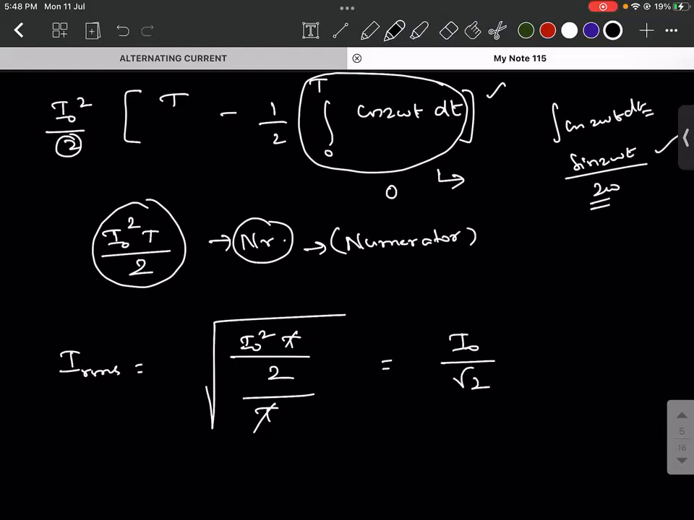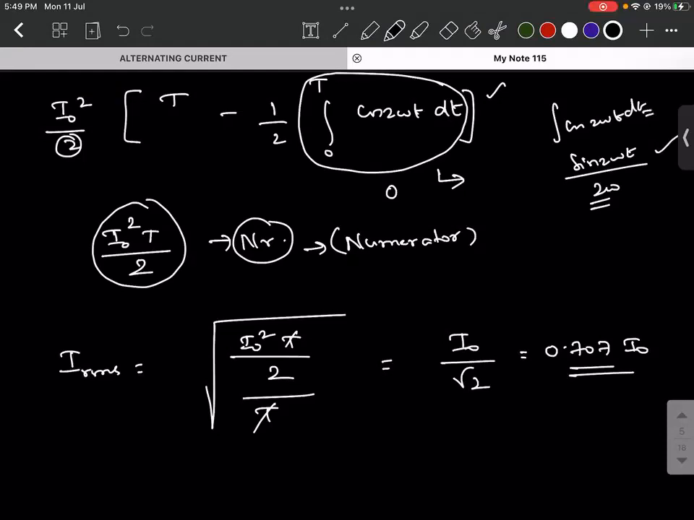And the value of IRMS is given as 1 by root 2 times I naught, or this is also equal to 0.707 times I naught. Are you able to understand? So when you calculated the average value, you got it as 0.637 times I naught. And when you calculated the RMS value, you got 0.707 times I naught. Right?